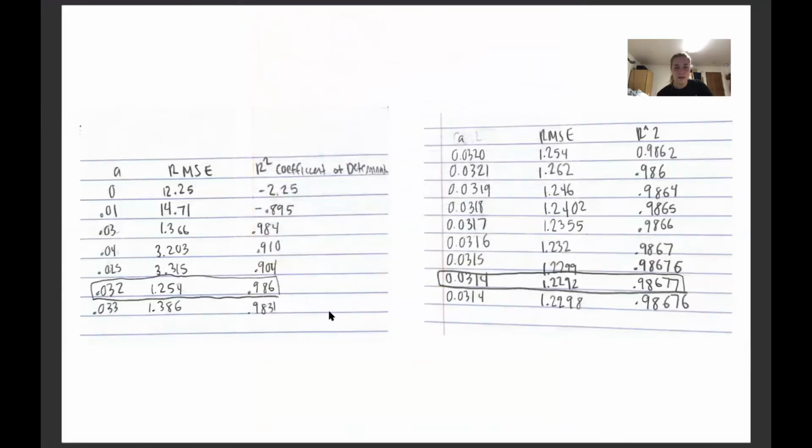So we guessed and checked until we could optimize our differential equation. We wanted to get the lowest root mean square error and the r squared closest to 1, which we found when a was 0.0314.